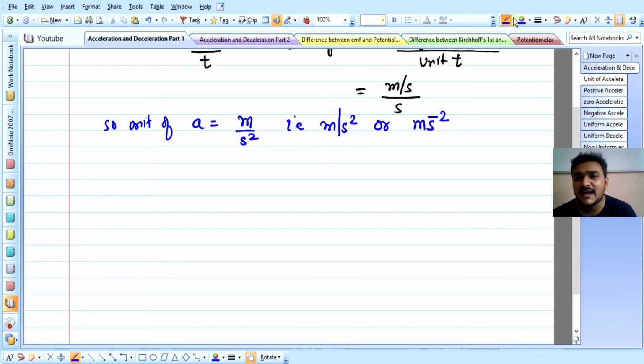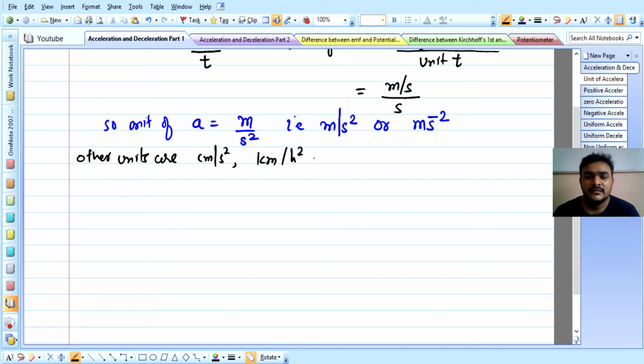Other units which we can use are centimeter per second square, okay, kilometer per hour square, okay, like that. So these are the two other units which we widely use in physics.